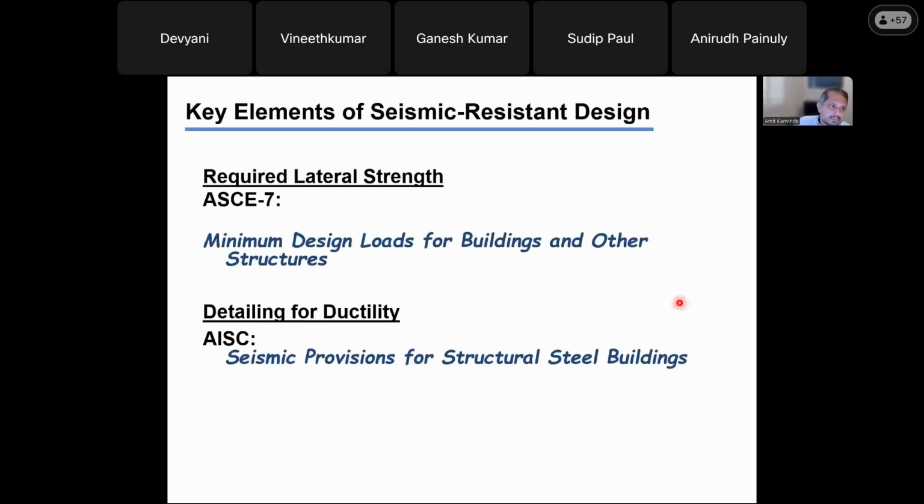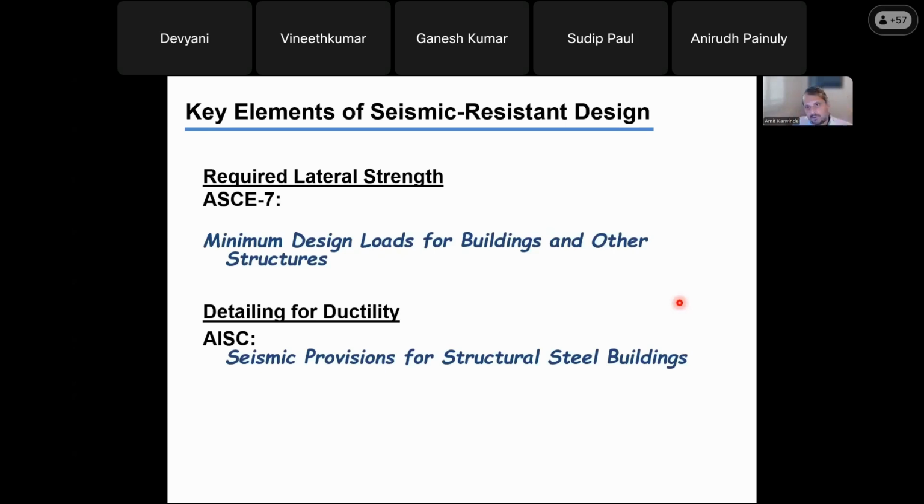In the US, we largely use two different design codes for the design of seismic systems. The first is ASCE 7, and I think many of you are familiar with it. It's called Minimum Design Loads for Buildings and Other Structures. That tells us what loads we need to apply to the buildings. Then we have the American Institute of Steel Construction's AISC Seismic Provisions, or AISC 341, which tells us how we make our structures ductile.